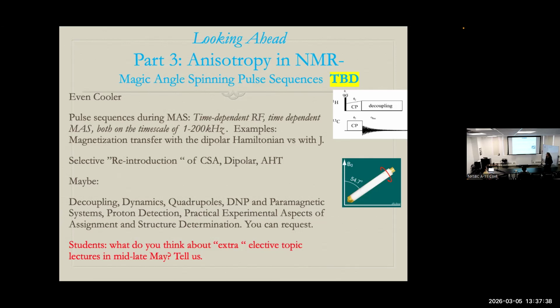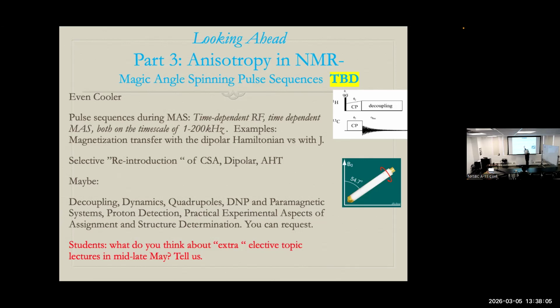Some of the topics I'm thinking about for solids: decoupling, dynamics, quadrupoles, DNP, paramagnetic systems, proton detection, and the practical experimental aspects that came up a little bit. There's so much to say about that in solids, and I haven't put any of it really into this lecture. So you can think about that if it's interesting, and maybe we can put that towards the end or even after, hanging off the end of the class.